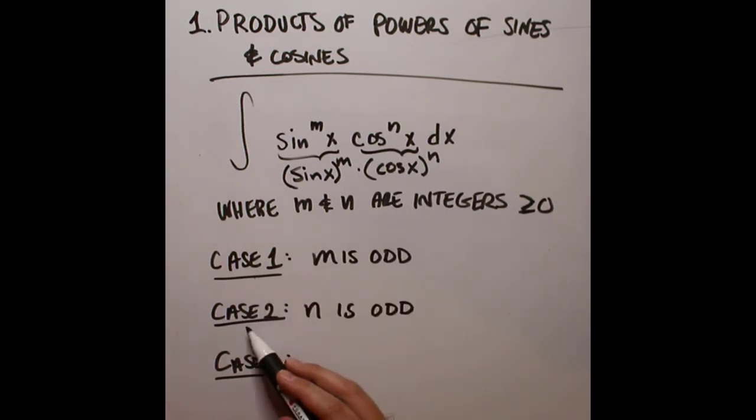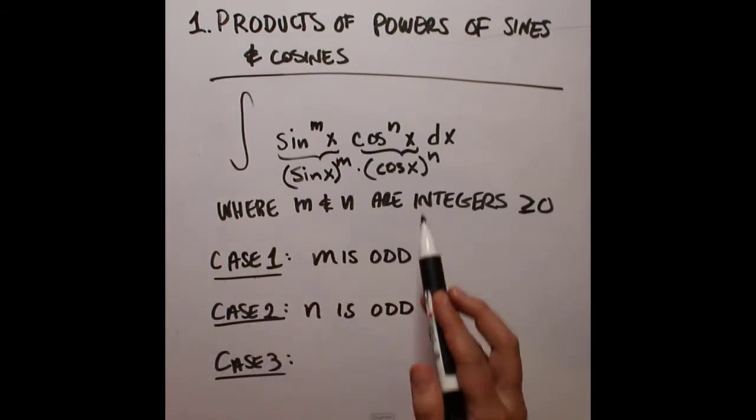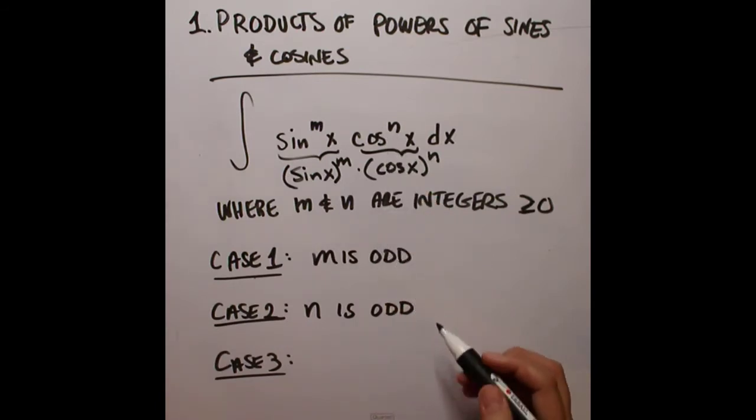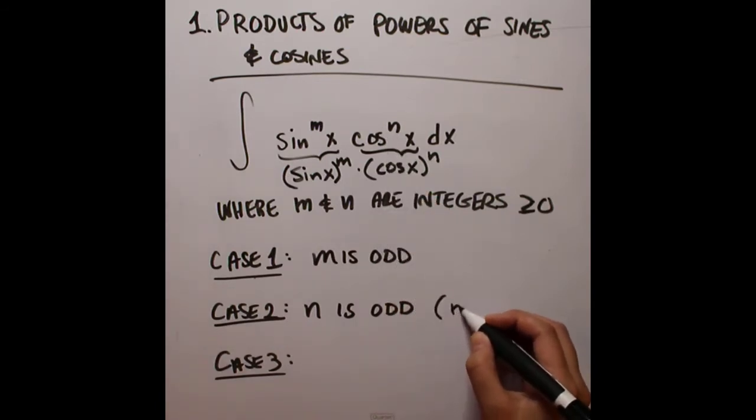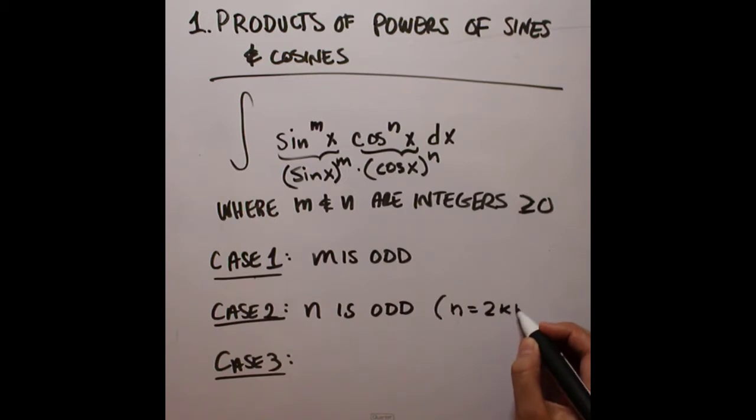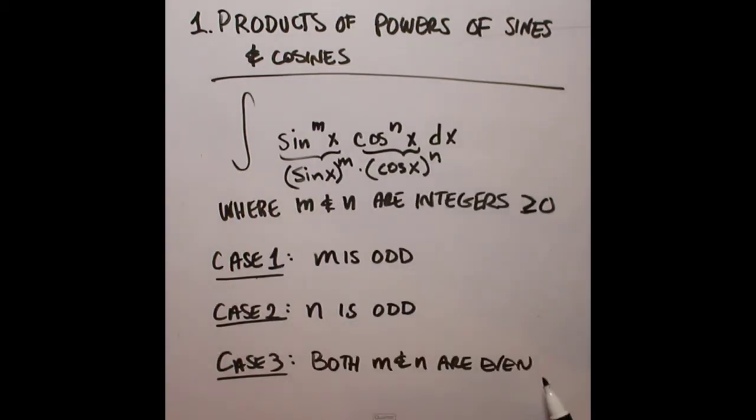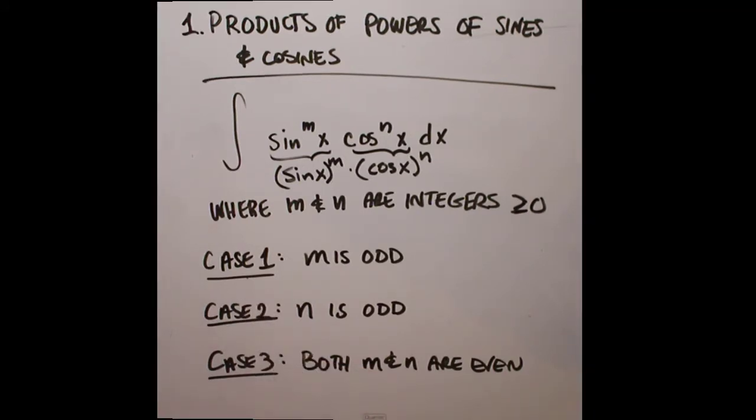Now case 2 is going to be when n is odd. So n is the power on cosine. So very similarly to what we just talked about, this is when n is of the form 2k plus 1. Now our third and final case here is if both m and n are even. So we're going to break this apart and show you 3 different examples, one of each case.